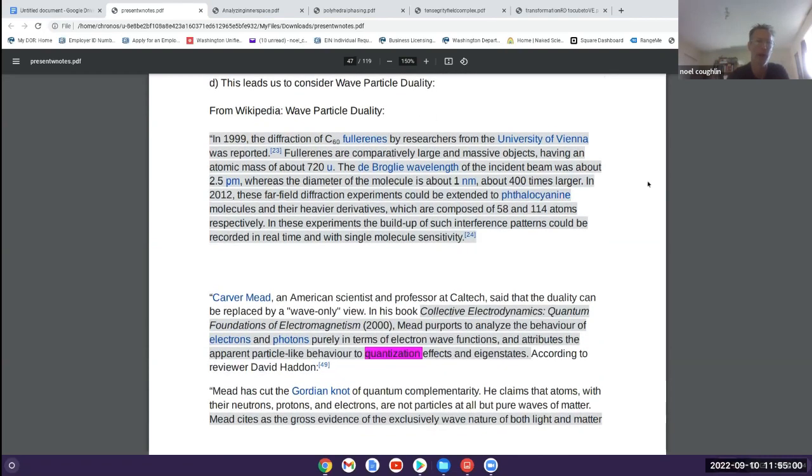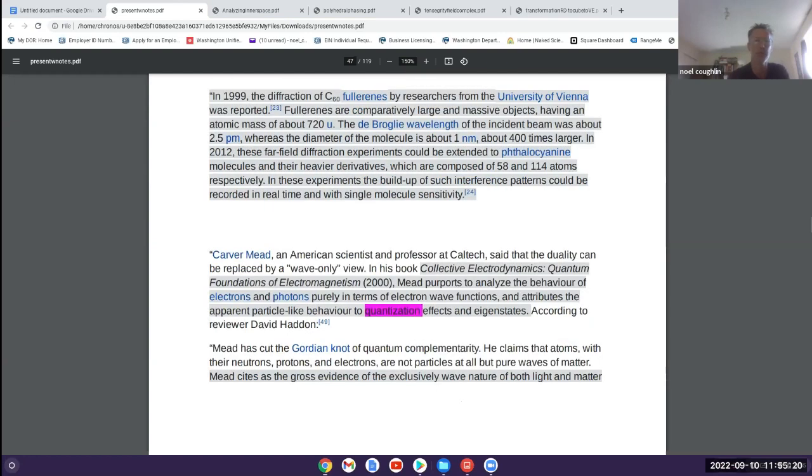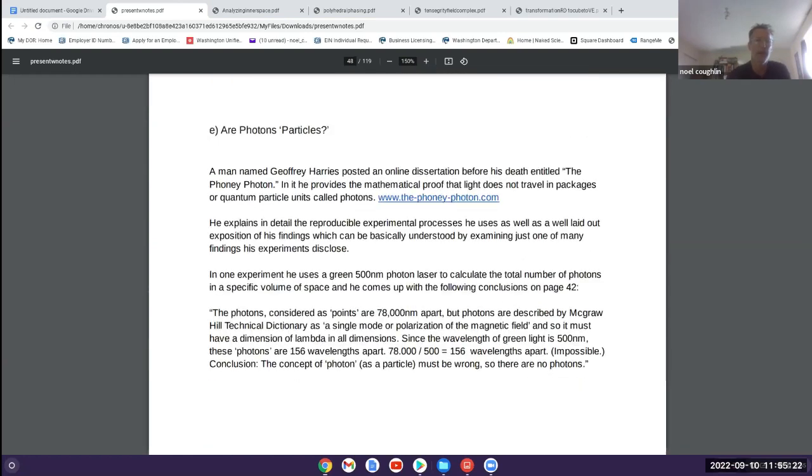Talks about the wave-particle duality and how we're sending carbon-60 molecules and even bigger molecules of phthalocyanine, 114 atoms, through the double slit experiment, and they're turning into waves and then back into particles. Because my time is crunched, I'm just trying to show that then, are photons particles? Is anything a particle?